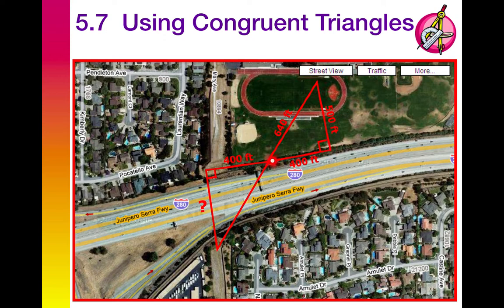and right here at this point we're going to put another flag. So we're going to walk from this point in this 90-degree angle until we see the two flags lining up, and then we'll put a flag there. And we measure the distance from here to here.